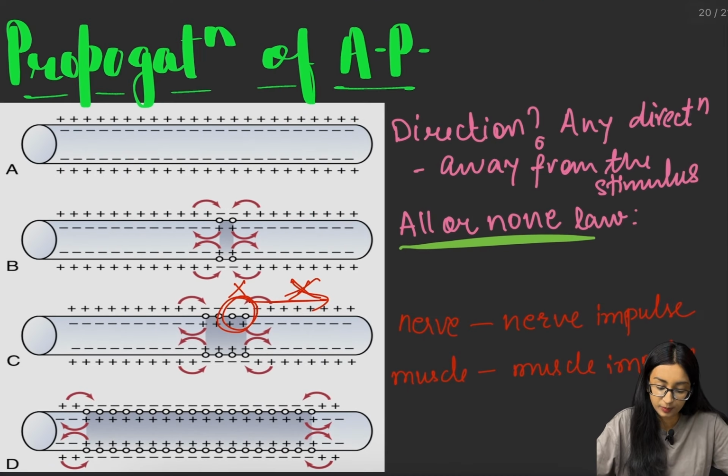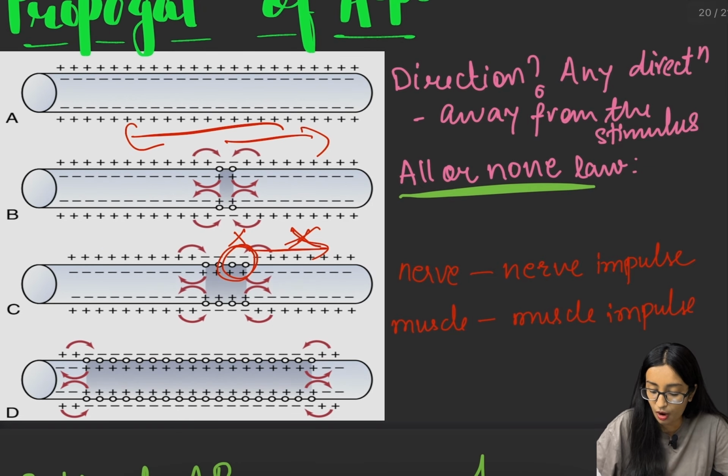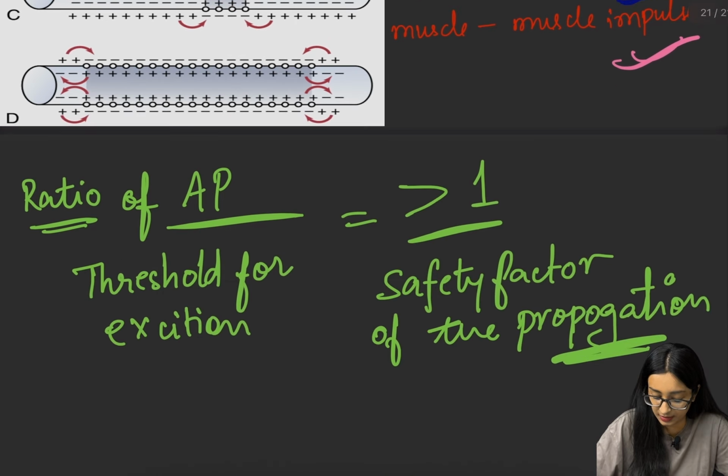So once again, the action potential will pass along the nerve fiber in every direction. The all or none law states that all the conditions should be present. No problem should be there. In nerve, it will be called the nerve impulse. In muscle, it will be called the muscle impulse. And the ratio should be more than 1. So that's all in this video.